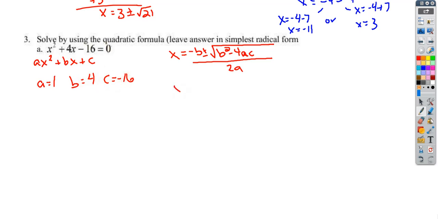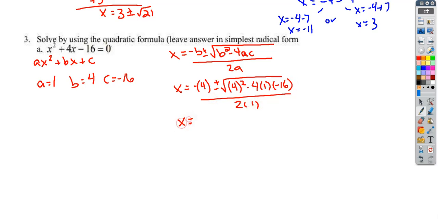So when I plug in, x is going to equal negative of 4 plus or minus, and I'm doing the parentheses here to catch the double negative. And parentheses here, so remember it's going to always come out positive. Okay, minus 4 times 1 times negative 16, all over 2 times 1.